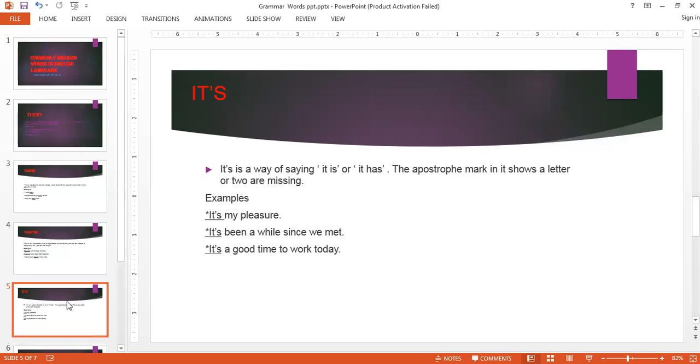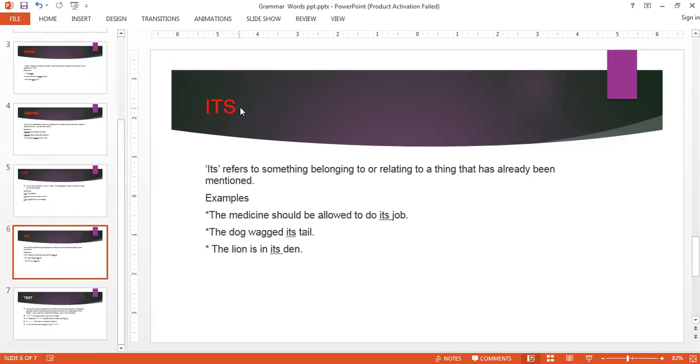And the last one is its without an apostrophe mark. It refers to something belonging or relating to something that has already been mentioned. So before you use it, usually you must have mentioned something or be referring to something. So let's look at the examples. Medicine should be allowed to do its job. What should do its job? The medicine. The dog wagged its tail. What wagged its tail? The dog. The lion is in its den. What's in its den? The lion.